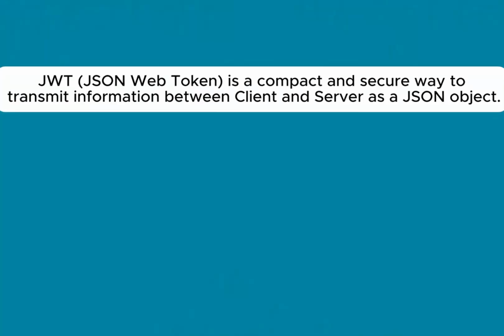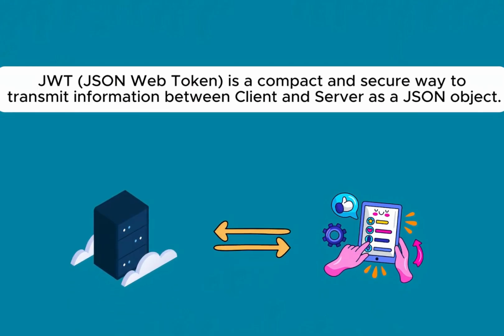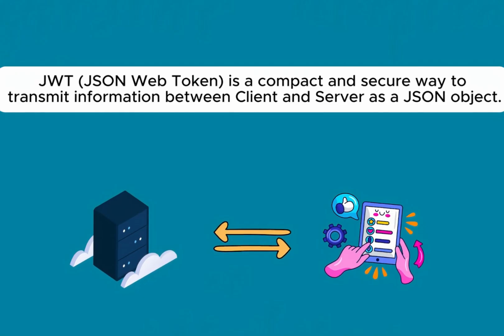What is JWT? JWT, or JSON Web Token, is a compact and secure way to transmit information between client and server as a JSON object. It is mainly used for authentication and authorization, so servers can verify who you are without storing session data.